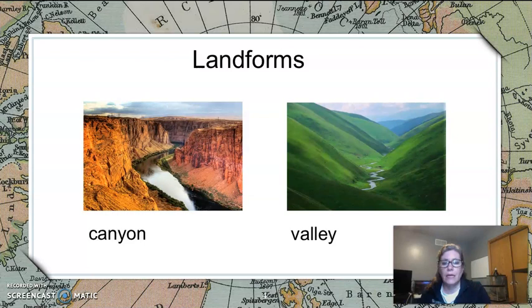We have canyons, and then we also have valleys. Now notice the canyon typically is going to have a steeper slope. It's usually going to be in a mountain area. And then we have valleys, which would be more often found in between hills.